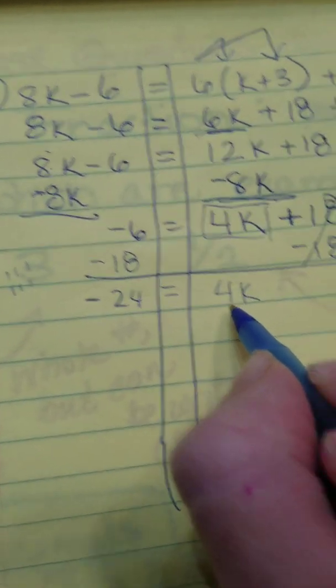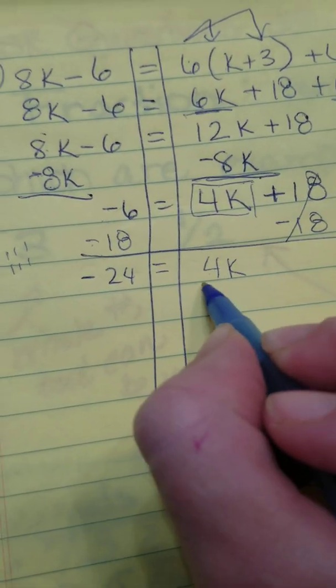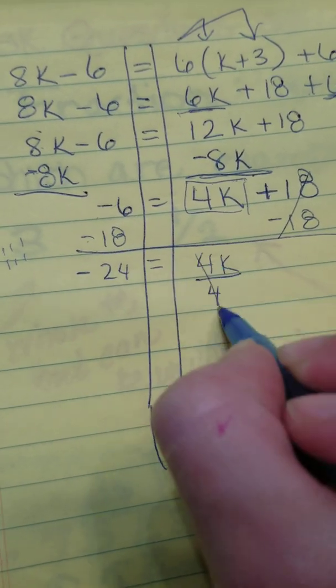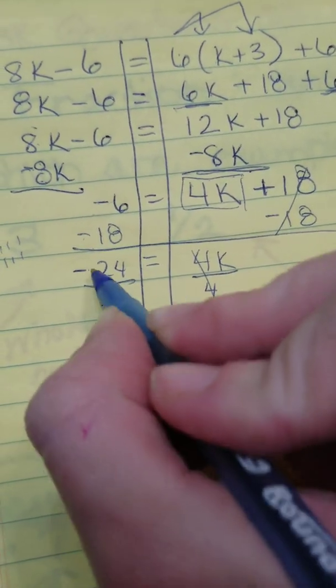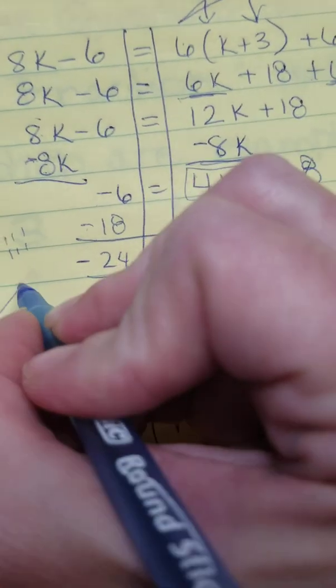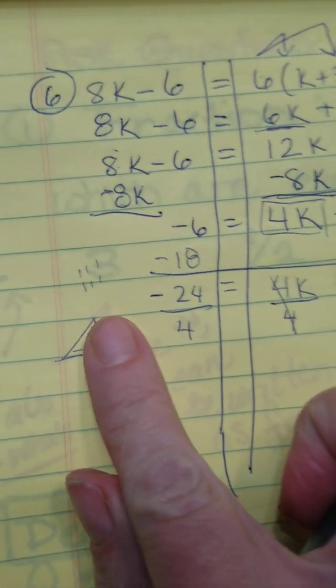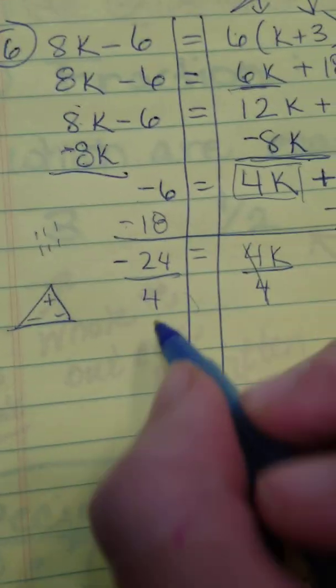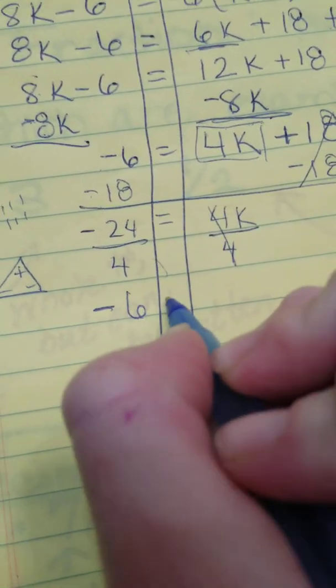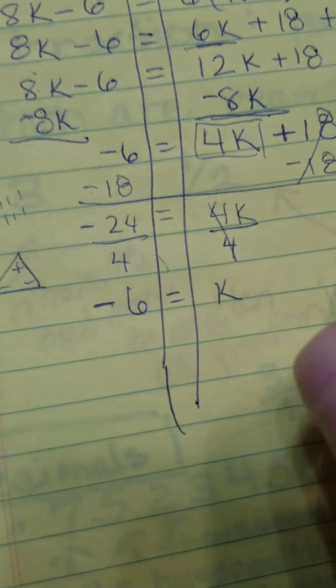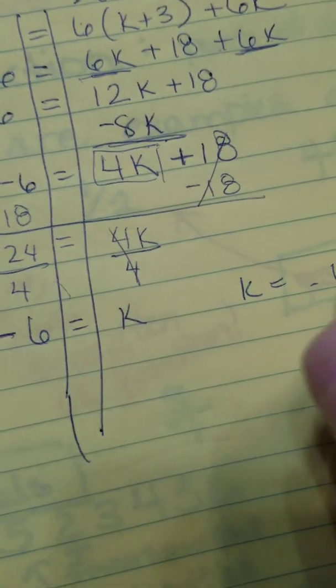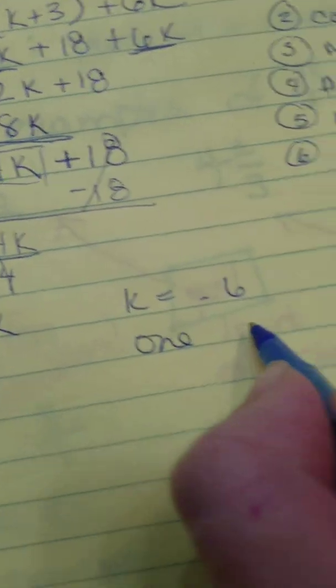All right, and then I multiply or divide. Well, 4 is connected to k by multiplication, so I divide by 4. Divide negative 24 by 4. When you are multiplying or dividing, a negative divided by a positive is a negative. Negative 6 equals k. k equals negative 6. One solution.